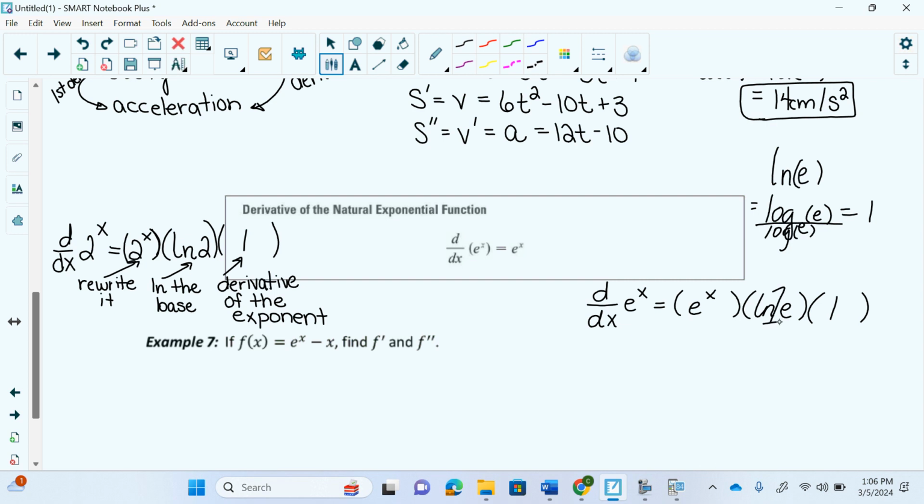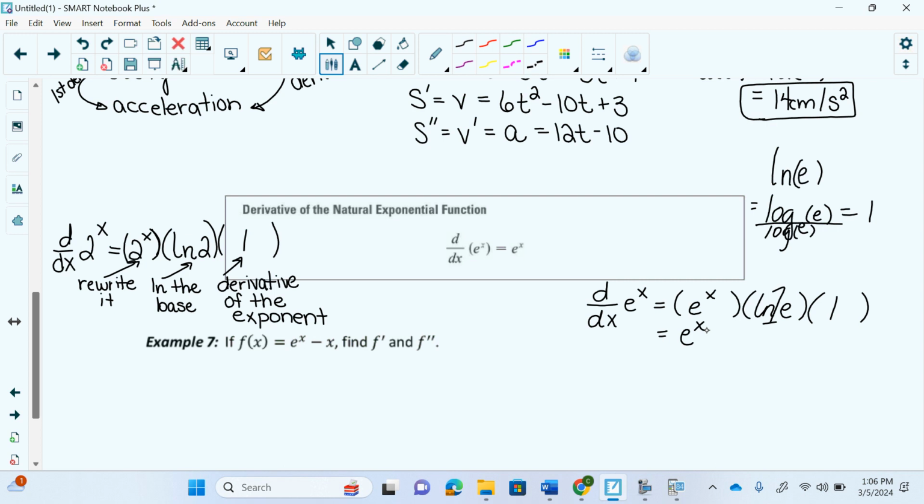So e to the x times 1 is just what? E to the x. So that's why e to the x stays e to the x. Because ln of e is 1. So what you need to take away from this is if ever you're asked to do the derivative of e to the x, it is just e to the x.